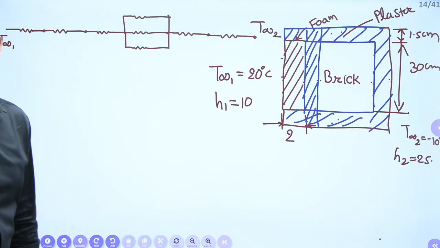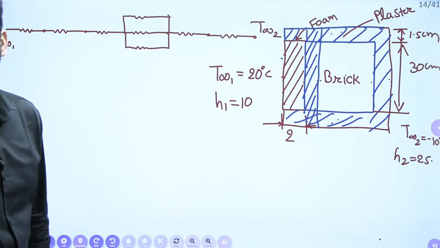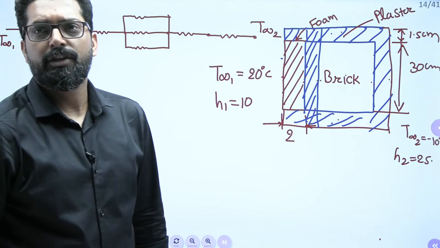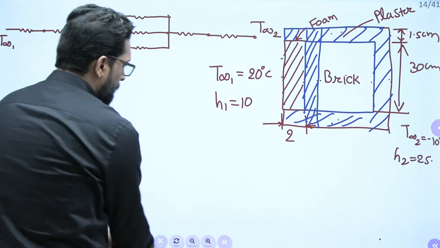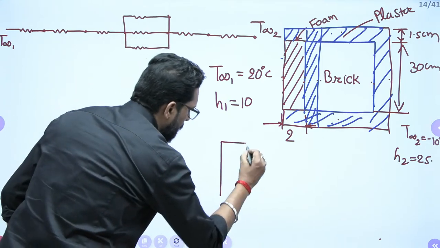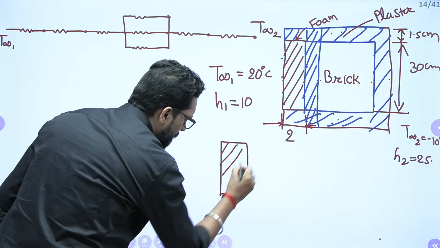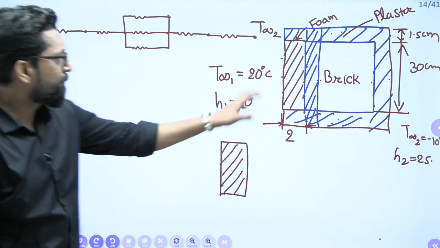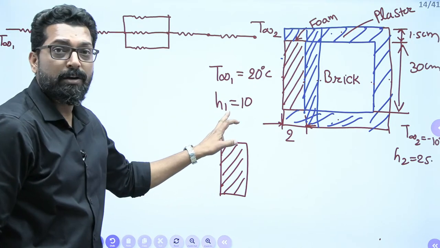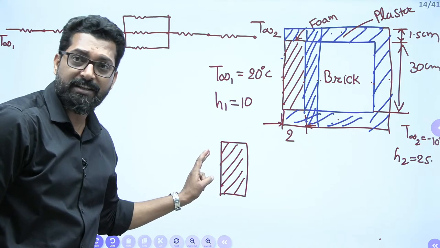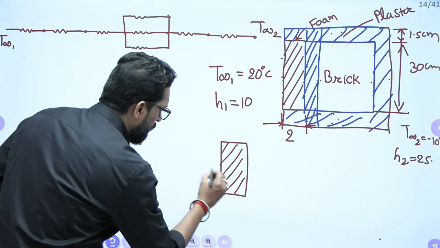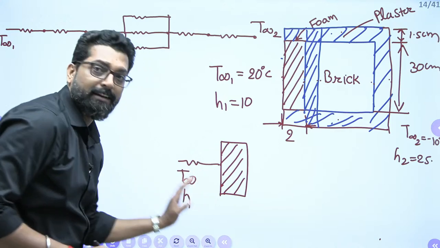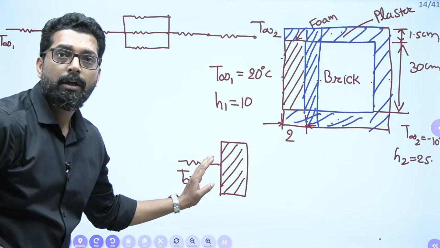this is your resistance. Sir, why are you considering the convective resistance? Yes, beta. See, this is your material, no? Because the surrounding temperature is given, and the convective heat transfer coefficient is given. So, convective resistance we always take. Because T surrounding is given and h value is given, so we can consider the surrounding resistance also.